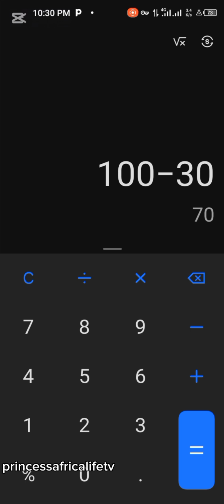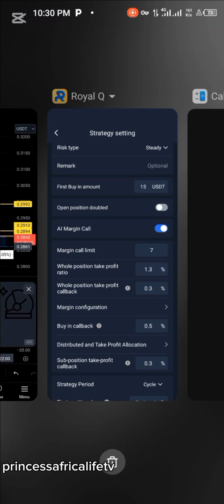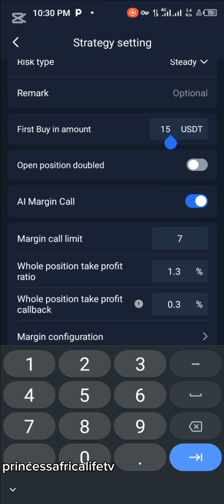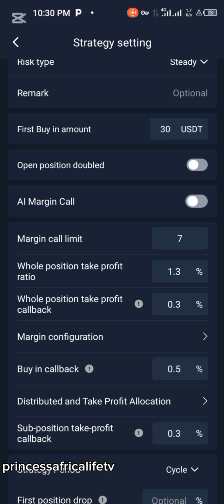So you can do 1 and 2 just as the 2 margin calls. Your first buy is 30, so left is 70, right? Okay, so 70 divided by 2 is going to give us 35, right? So let's first of all go and put the first buy here. We say 30. Open position, you leave it the way you are. AI, you can remove it, all right?